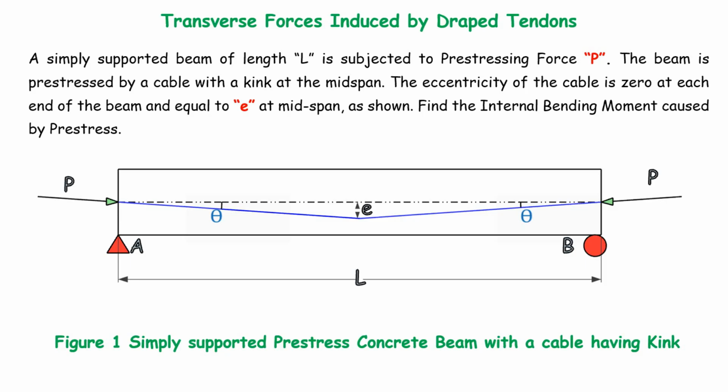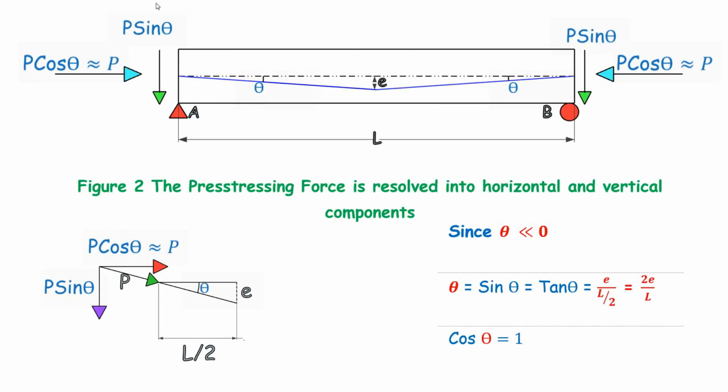So now we will just check what happens when the pre-stressing force is applied at the supports. Here, this pre-stressing force is resolved into P cos theta and P sin theta. As you see, half of this beam is taken and represented here. This theta is very small, negligible. So if you take the sine component of theta or tan component of theta, that is equal to theta approximately, and because of this P cos theta is approximately equal to P, and P sin theta could be written as P multiplied by theta.